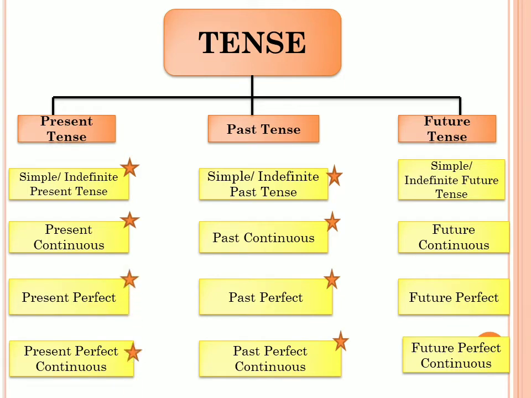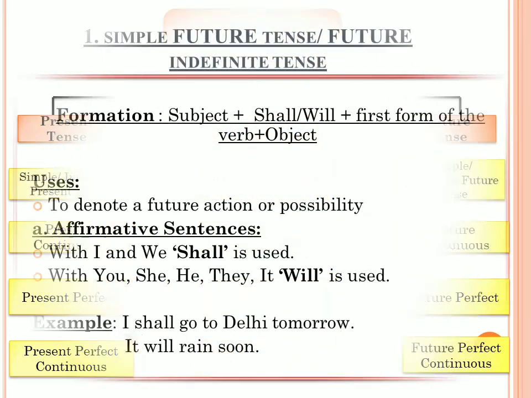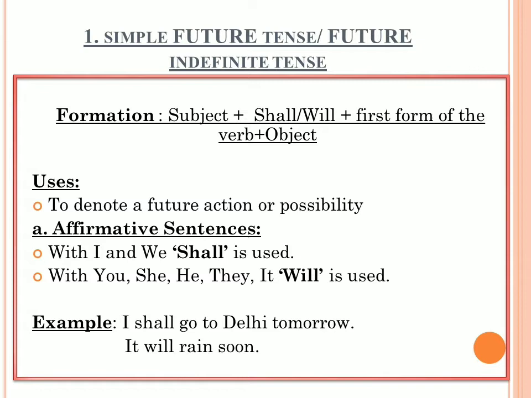So first of all, we need to understand simple future tense or future indefinite tense. Its formation is subject plus shall or will. Just remember that in the present tense we used is, am and are. In the past tense we used helping verbs was or were. So future tense is shall or will plus the first form of the verb plus object. The main use is to indicate a future action or possibility.